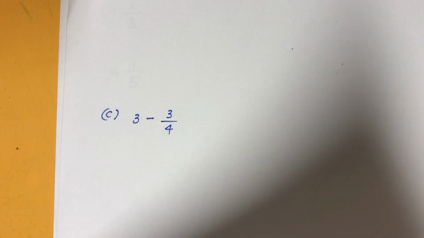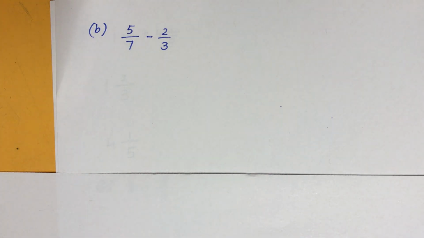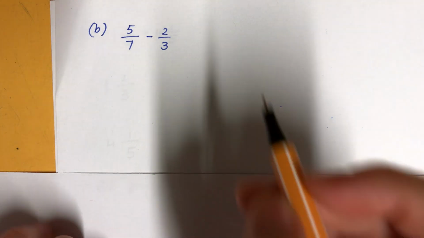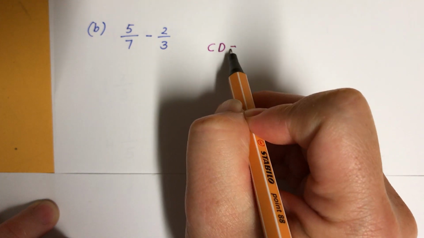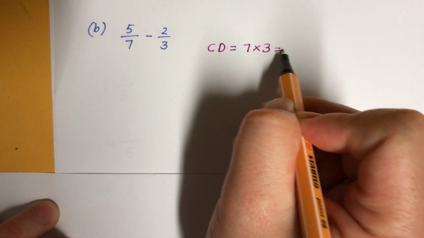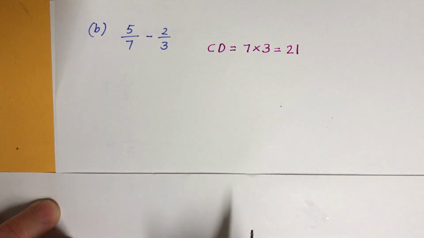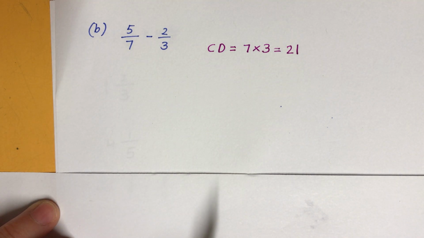Second one, I'm going to look at the second one, which is 5 over 7 minus 2 over 3. Now, the denominators 7 and 3 are not in the same family. When this happens, your common denominator, you simply times them together. 7 times 3, which is 21. So your common denominator of these two fractions is 21.